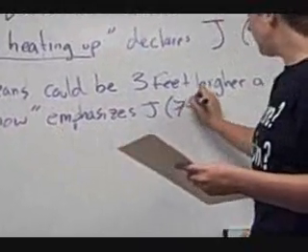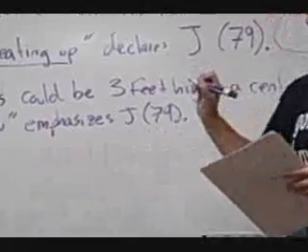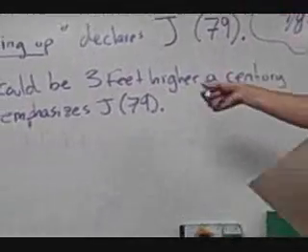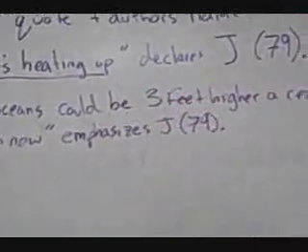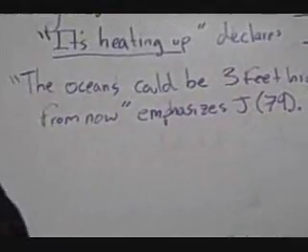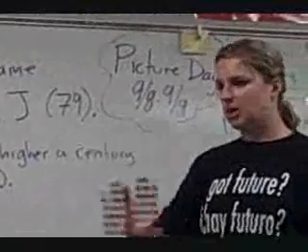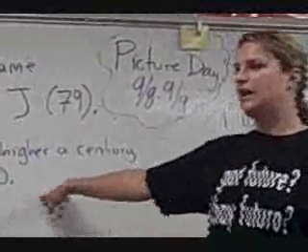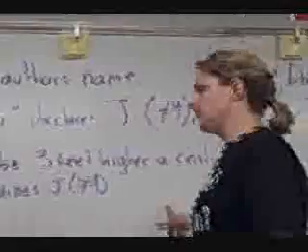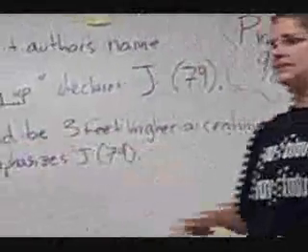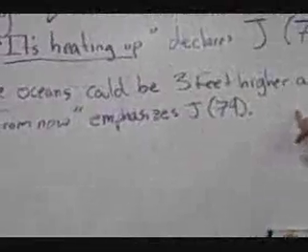Jackanowicz, page 79, period. So, this is my other proof. She says that the oceans could be 3 feet higher a century from now. So in 100 years, Watsonville will be at the beach, according to her. So if I'm writing an essay about global warming, and I want to say that the oceans are rising, here is my proof.